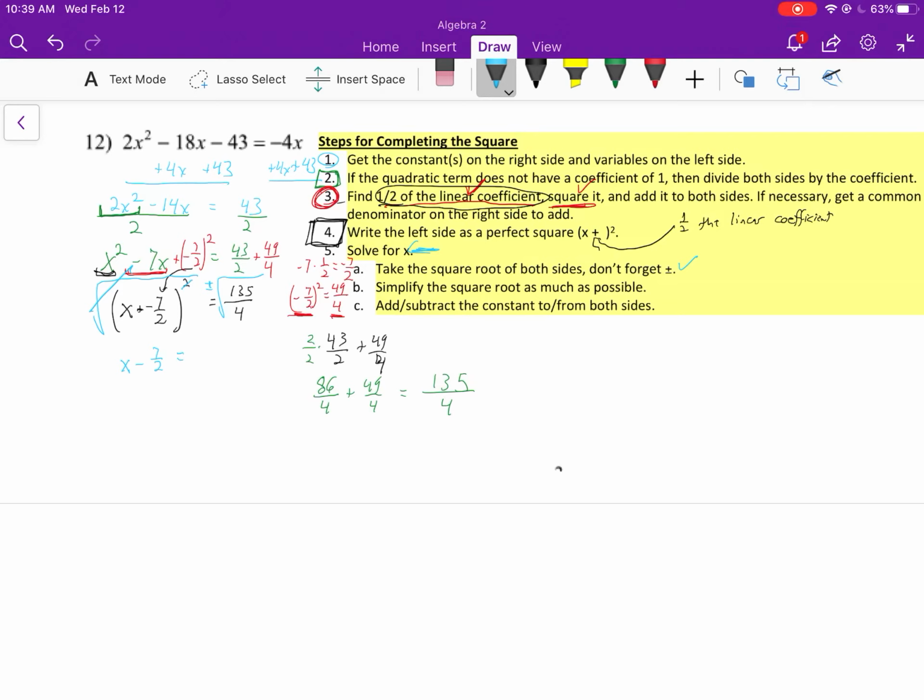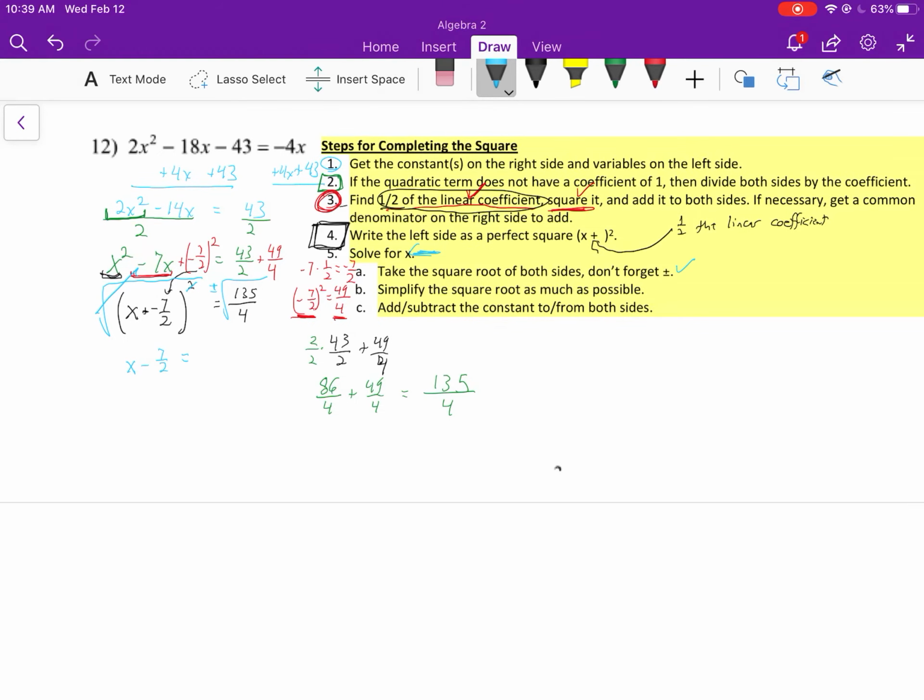Step 2: we took the square root of both sides, simplify the square root as much as possible. Over on the right here, we have the square root of 135 over 4. We know that we can take the square root of the top over the square root of the bottom. You could do that over here too if you'd rather do your side work on the side, hence the name side work. The square root of 4 is 2.